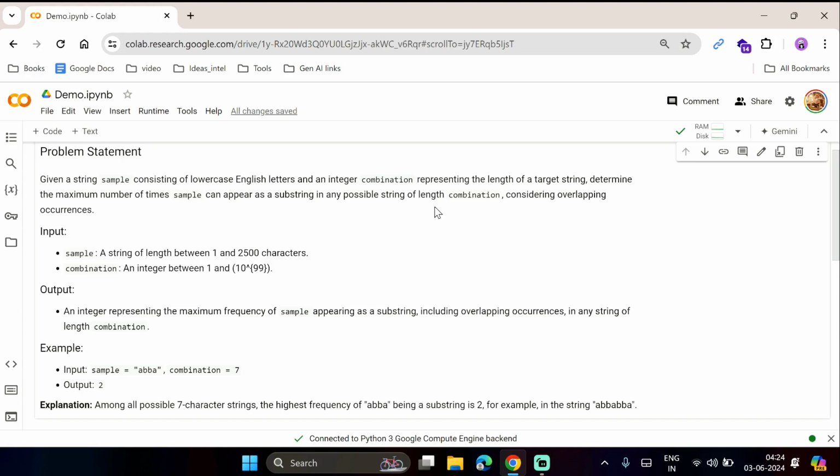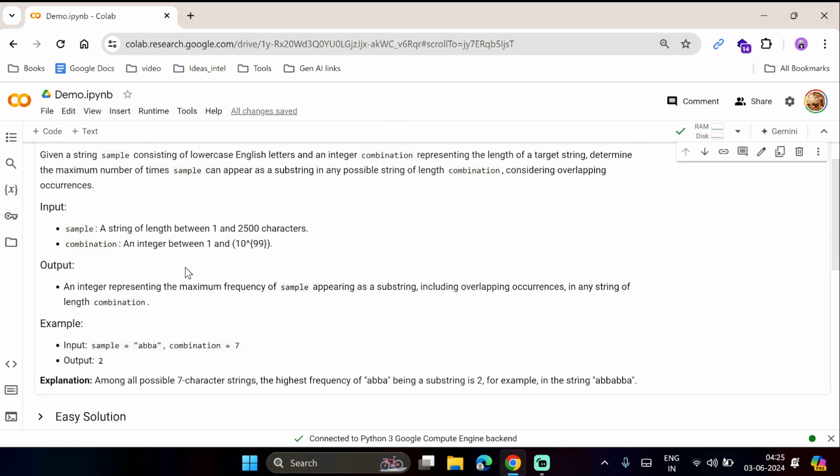Let's assume any integer, say 7 or 8 or 9. Whatever the integer input is, you need to consider lowercase English character strings of that length. So if my combination integer is, say, 9, you need to consider 9-letter strings. Now think of it like you have an input string as well. How many times at max can that input string appear as a substring of that target string?